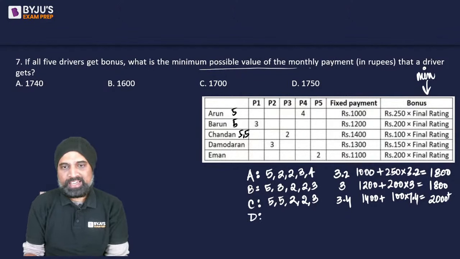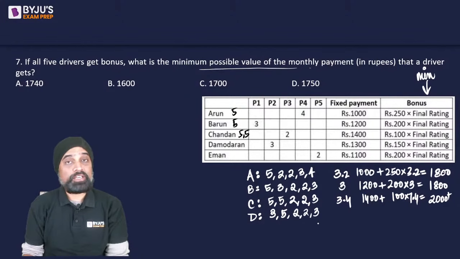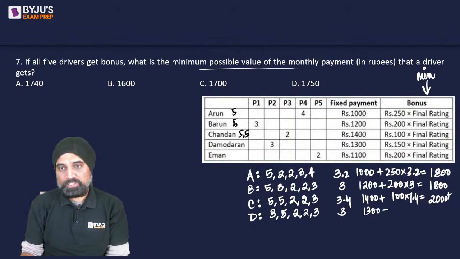Okay, if we look at D, he definitely gets a 3. He should get at least a 5. He should get then 2 2s and a 3 to minimize his final score. This is nothing but 15. So 15 by 5 is 3. His total payment is going to be 300 plus 150 into 3.